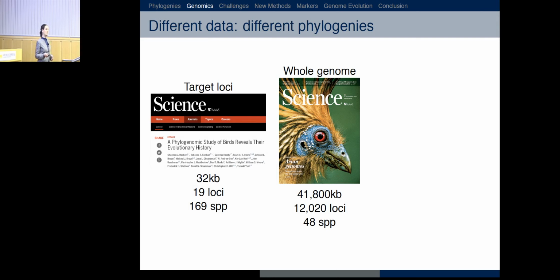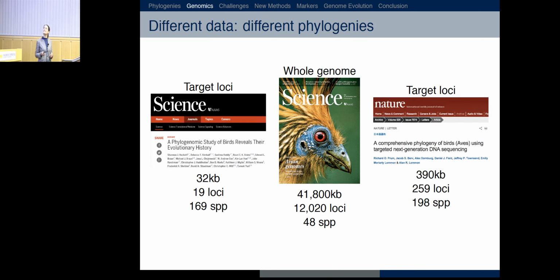And then they said, no, we have the relationship among birds. We're done. End of story. We have whole genomes. That's it. You can imagine that that's not really the end of the story. There's a third space there.